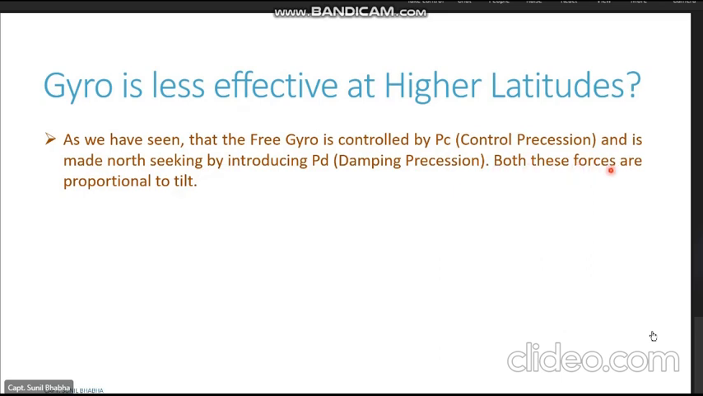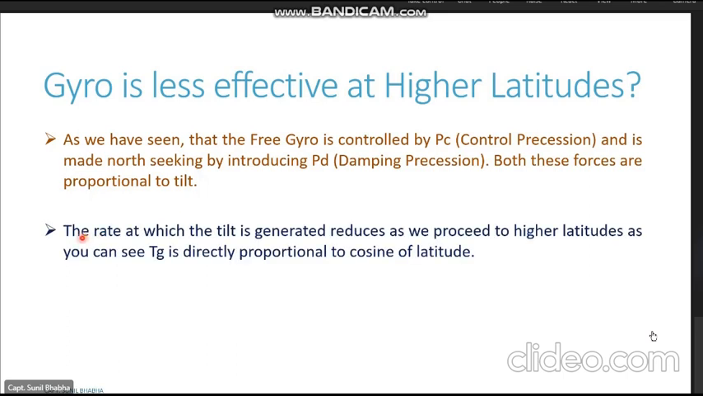Now both of them, PC as well as PD, are proportional to tilt. That means if there is no tilt, there will be no PC and there will be no PD. Now the tilt is generated by tilting, or you can say the rate at which the tilt is generated is known as tilting, and tilting reduces as we proceed to higher latitudes. Why does it reduce? Let's look into the formula. The tilting formula is 15 degrees sine of azimuth cos of latitude per hour.